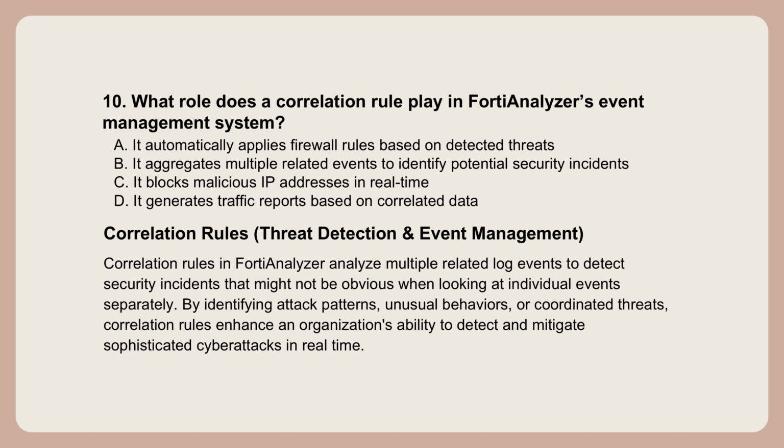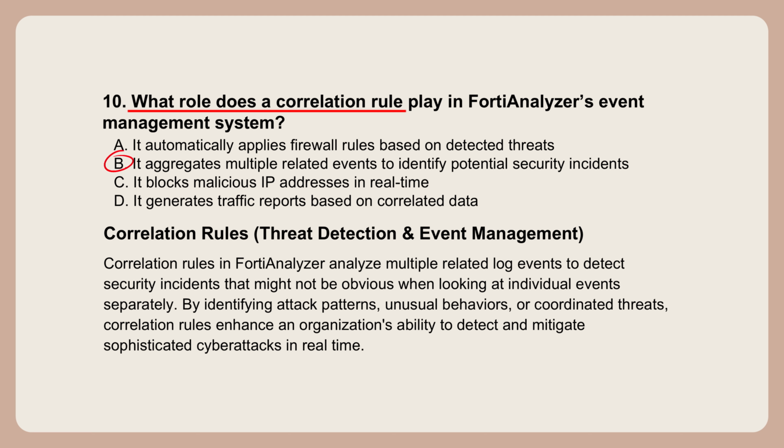All right, our final question for today. Bring it on. This one brings us back to the basics: identifying threats within that sea of security data. It can be overwhelming. What's the primary role of a correlation rule in FortiAnalyzer's event management system? Does it A, automatically enforce firewall rules based on anomalies? B, aggregate multiple events to identify potential incidents? C, proactively block traffic from known bad IPs? Or D, generate traffic reports based on correlated data? So what's the main function of a correlation rule? The correct answer is B.